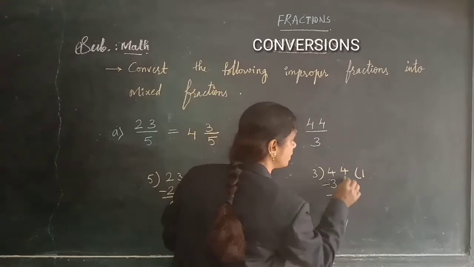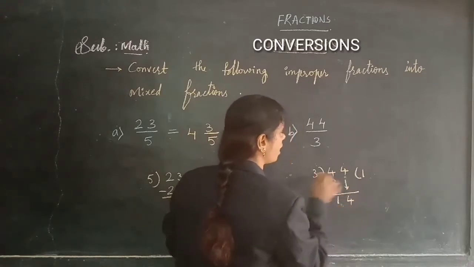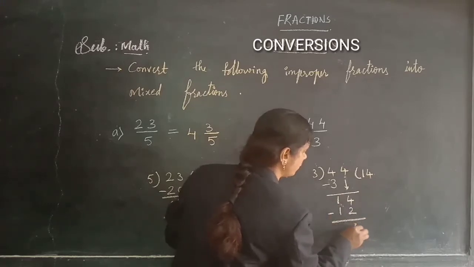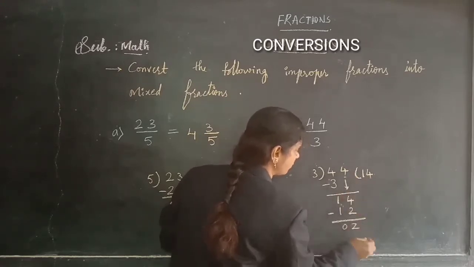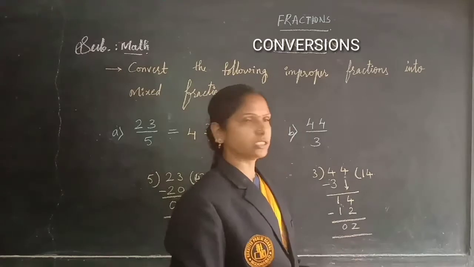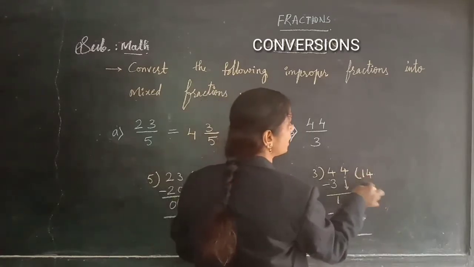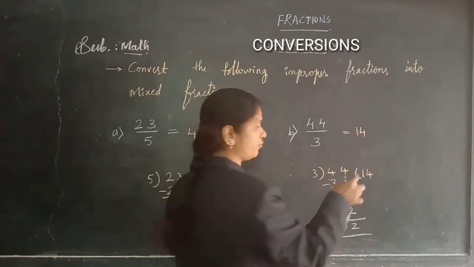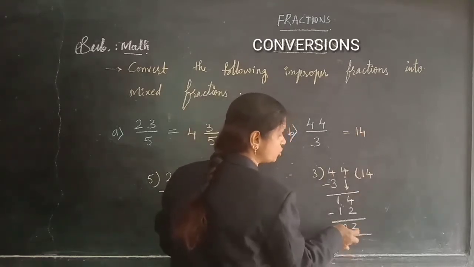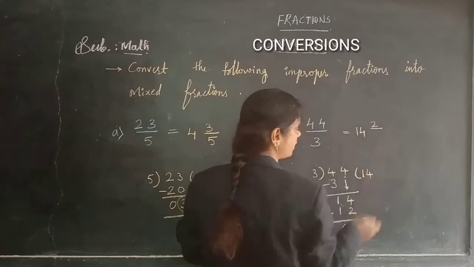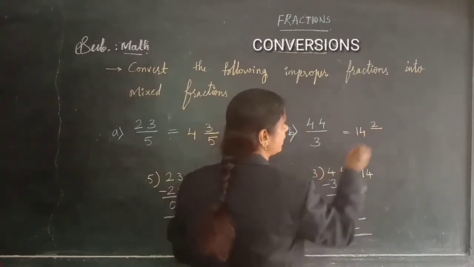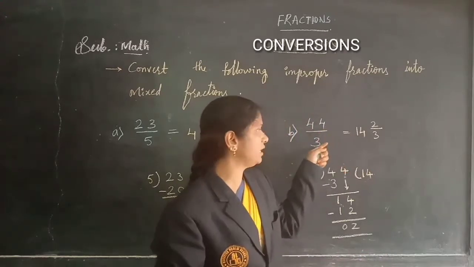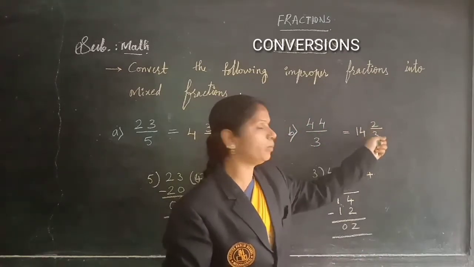And bring down the next digit here, 4. Now 3 4s are 12. So 2 will be left. After completing, this will be the remainder. So how can we write this? This 14 as a whole number, the quotient as a whole number. And this 2 as a numerator, the remainder as a numerator, and 3 as a denominator, which is the divisor here. So 44 by 3 is nothing but 14 2 by 3.